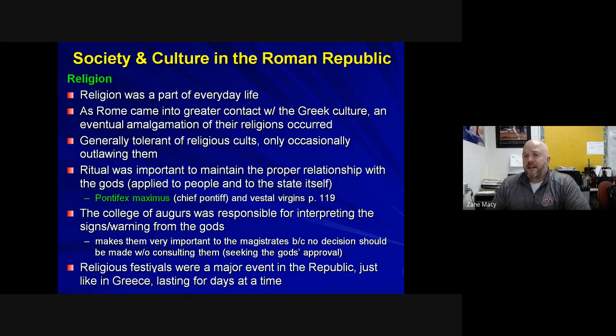Only occasionally did they outlaw religious cults or groups, early Christians being one of the ones that they did outlaw. But when they started conquering territory in the Near East and the Eastern Mediterranean, for the most part, they didn't have a problem with the Jewish people. And of course, the first Christians were people that broke off from the Jewish faith.